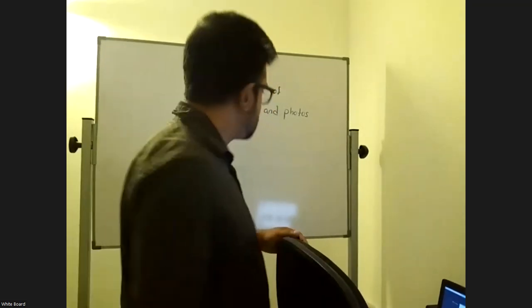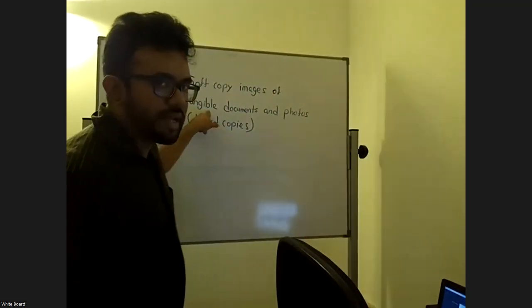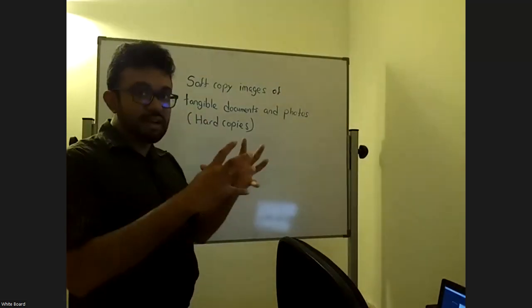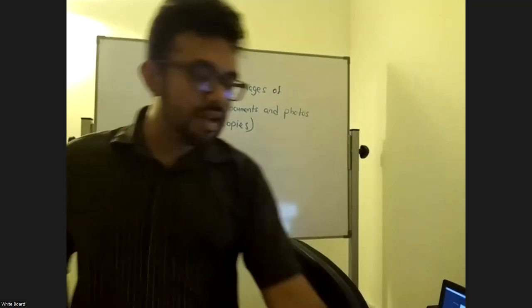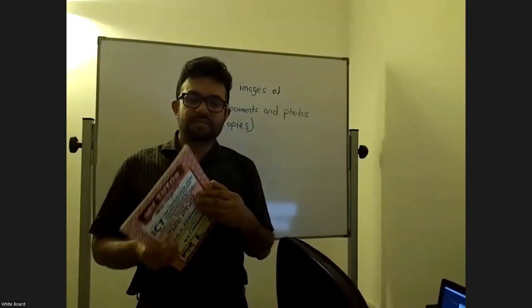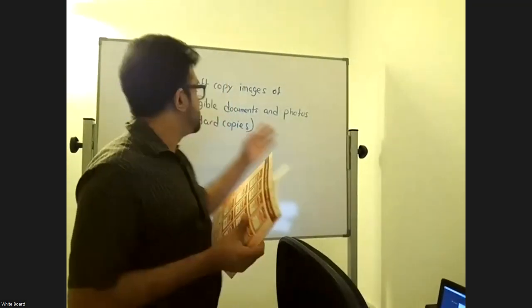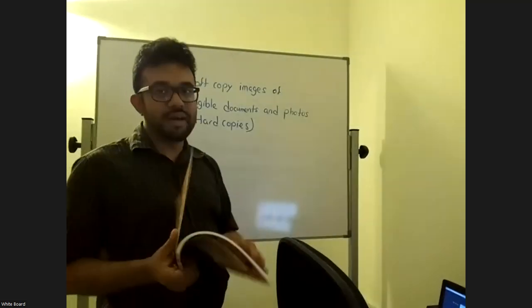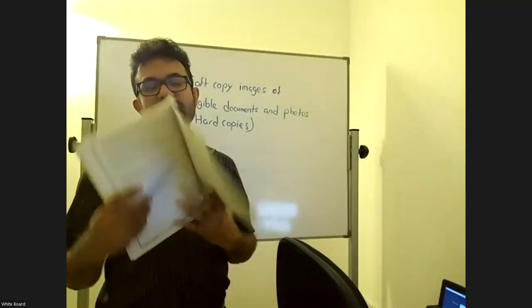Okay. So what is called tangible? Tangible means we can touch it. Right? This is tangible. But we want a soft copy. Soft means intangible, you can't touch it. So now this you can touch, right?